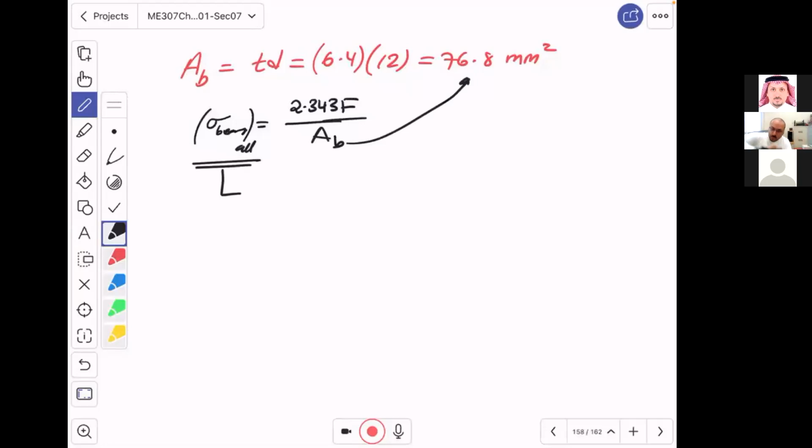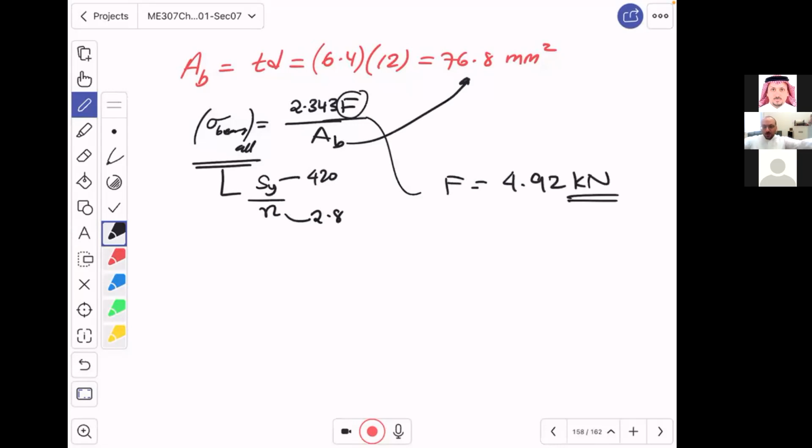This one is bearing stress coming from force, like normal. So we should use SY for the bolt divided by the factor of safety, which is 2.8. And from here, we know that this is 420 megapascal. This is 2.8. This is known. So the only unknown is the force. And that's where I'm going to get the force equals 4.92 kilonewton. This is the maximum force I can apply. That's what it's telling me.